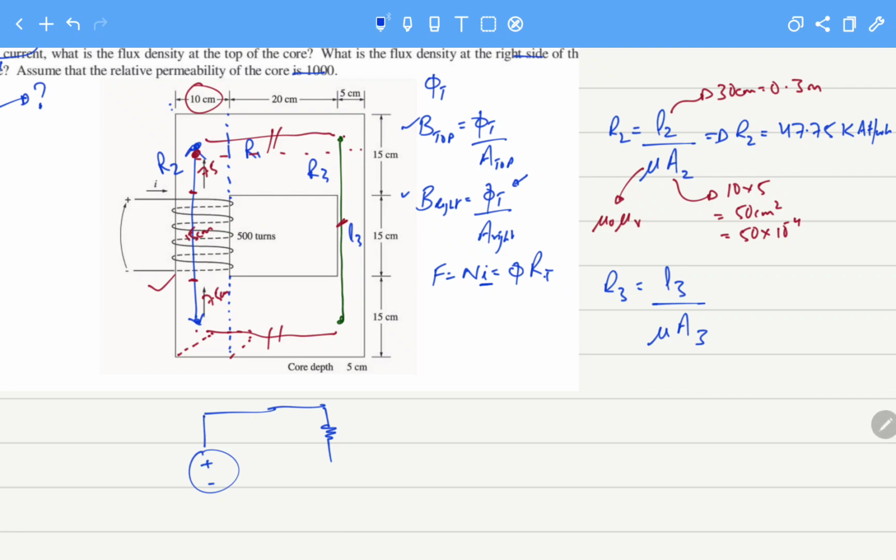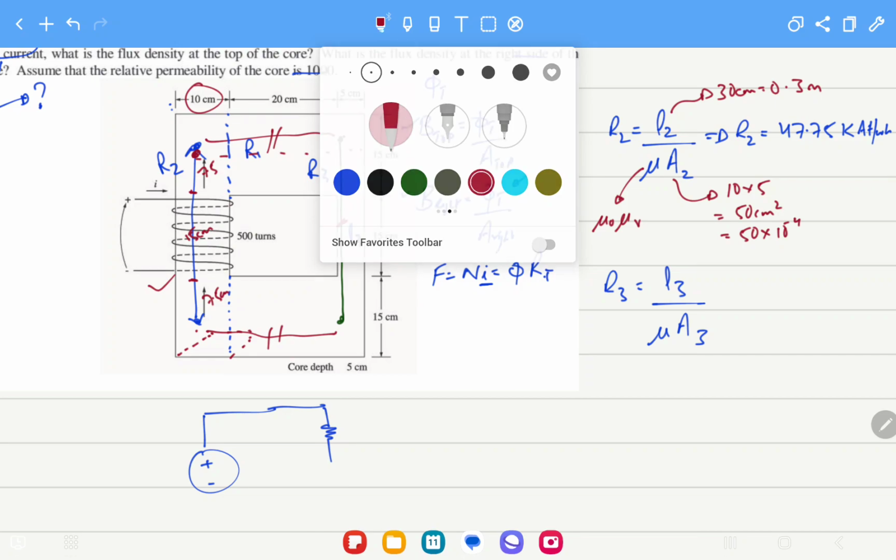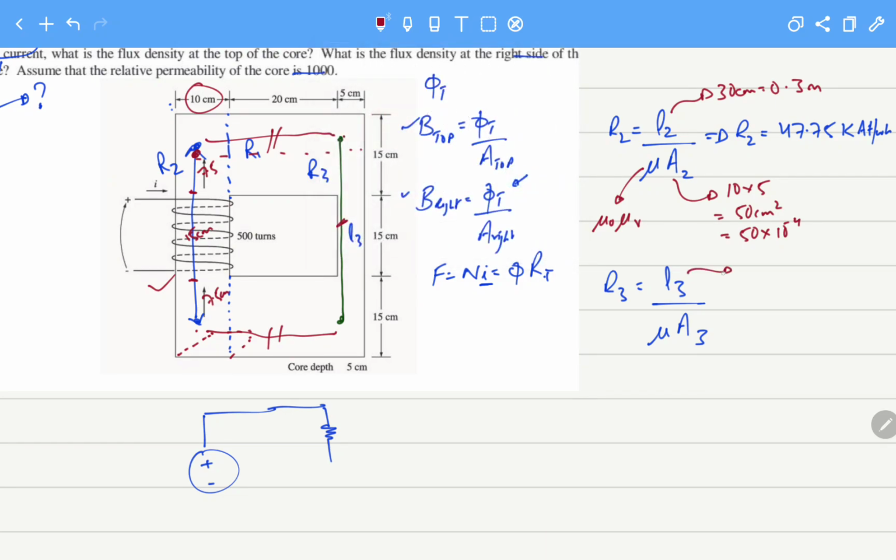And the values for this, we can see for L3 again the length is 30 centimeter, equals 0.3 meter. How? From here to here it is 15, and from here to this area it is 7.5, and again 7.5.